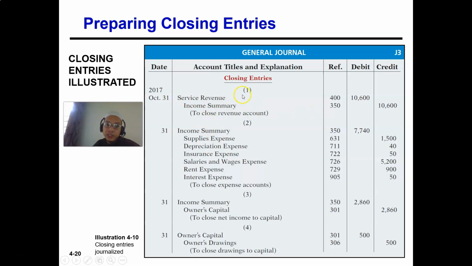Remember, all the debits and credits must equal. Each step must have an equal total debit and total credit. So this one is equal to this one is equal to that one. The fourth step is to transfer the drawing. Therefore, we close our owner's drawing account by crediting the owner's drawing and debiting the owner's capital. So those are the closing entries.